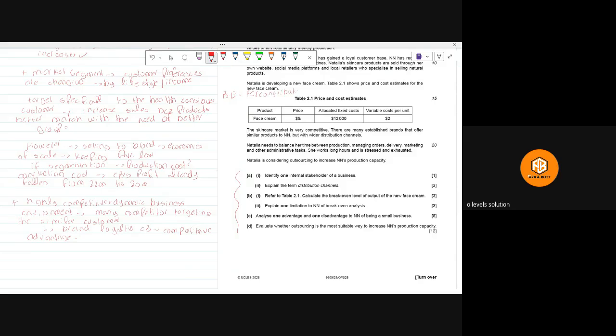How can we find out the contribution? You will simply deduct the variable cost from the selling price. So this is 3. You need to divide the 12,000 by the 3. So the answer will be 4,000. So 4,000 units are basically the break-even. It means that if you sell these units, there will be no loss and no profit.